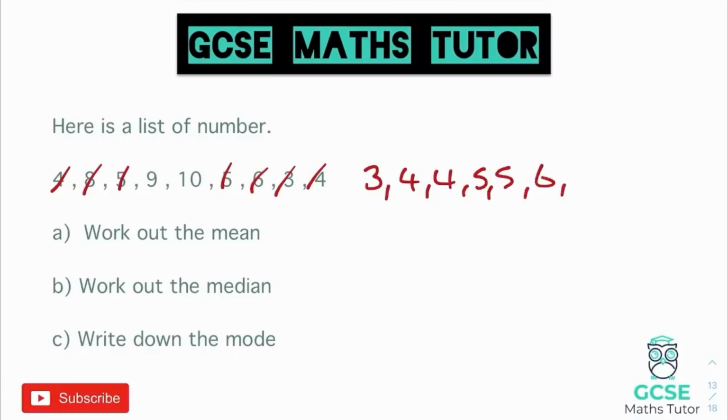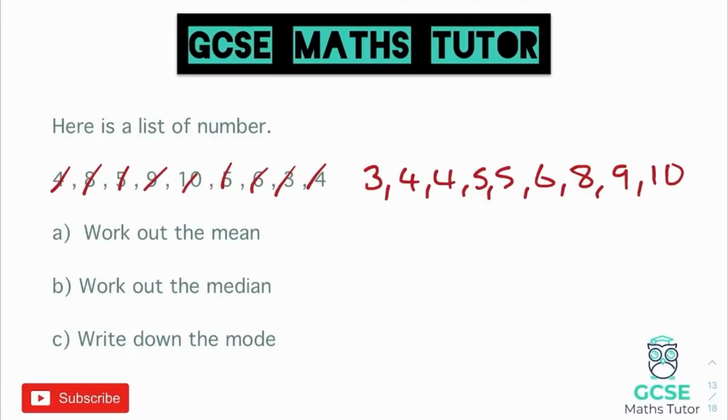We've got an 8, and then we have 9 and 10. Now that's not necessarily going to help you with working out the mean, but it is going to help with part B and C where we're looking at the median and the mode. So to start with here, we're going to actually just work out the mean.